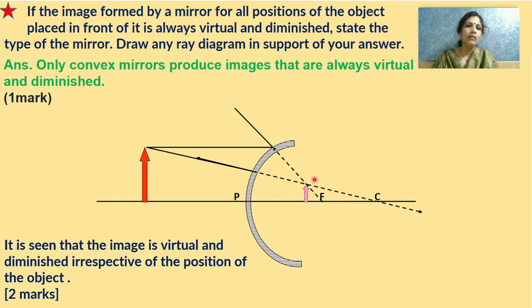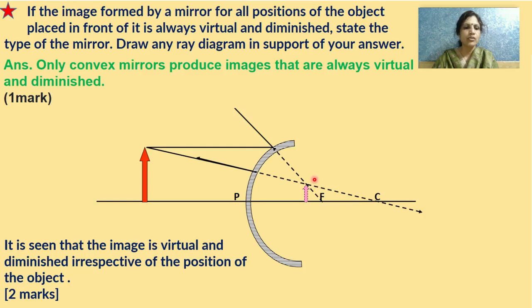One thing you all have to keep in mind, that in case of a convex spherical mirror, wherever you keep the object between infinity and pole, you will always get the image between pole and the focus, and the image will always be virtual and diminished.